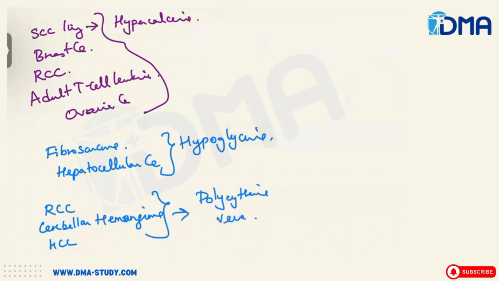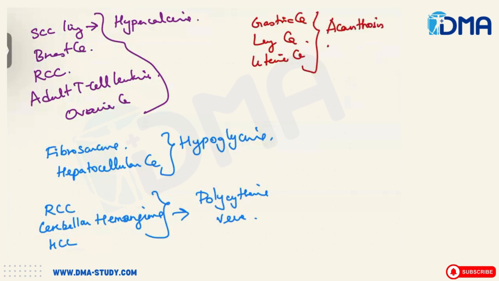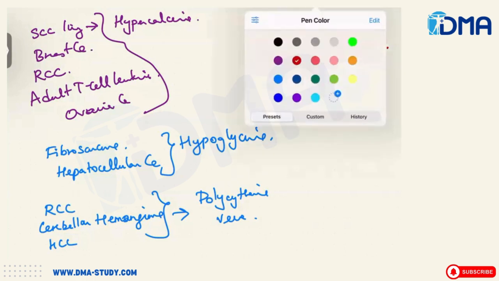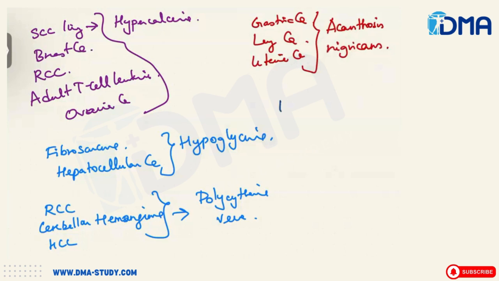Then gastric CA, lung carcinoma, and uterine carcinoma will lead to acanthosis nigricans. Acanthosis nigricans is dark color pigmentation around the neck. Bronchogenic carcinoma has so many paraneoplastic syndromes. The bronchogenic CA and breast cancer have a lot of things, one among that could be dermatomyositis.